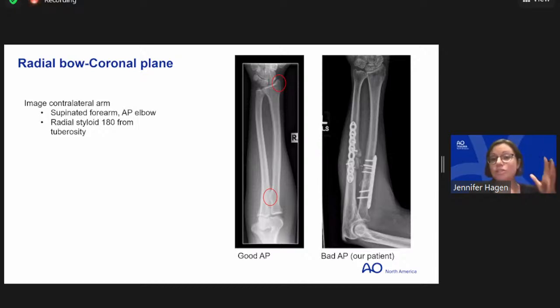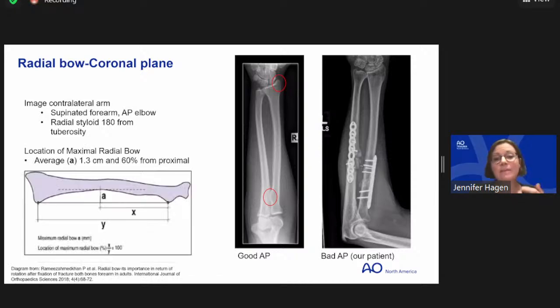So a good way to judge your rotation intraoperatively, if you don't know that you've got the rotation of the radius right, you want to make sure that the styloid is 180 degrees from the tuberosity. So you can ignore everything in between and just make sure that those things are opposed to each other. But the only way that you're going to be able to see that is if you have a good AP of the forearm.